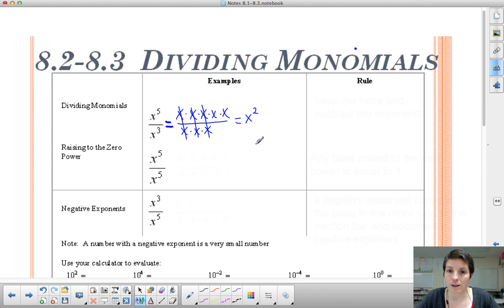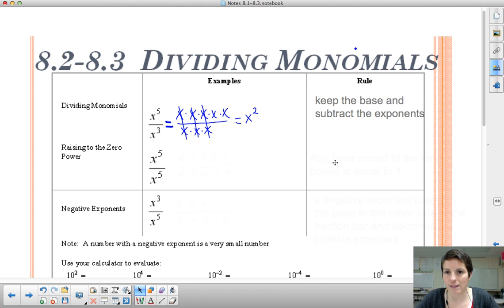Now, just like we had in our last section, now we're going to have a rule or a shortcut. I hope it's obvious to you, but in case it's not, the rule is keep the base and subtract the exponents, because 5 minus 3 is 2, and there are two x's remaining in the numerator.